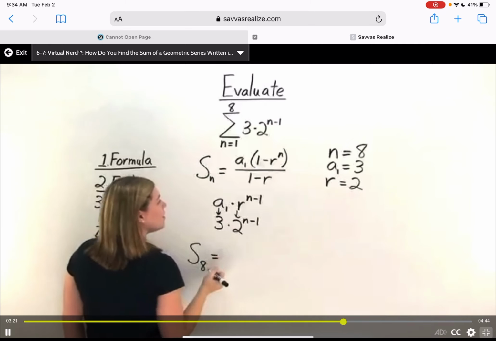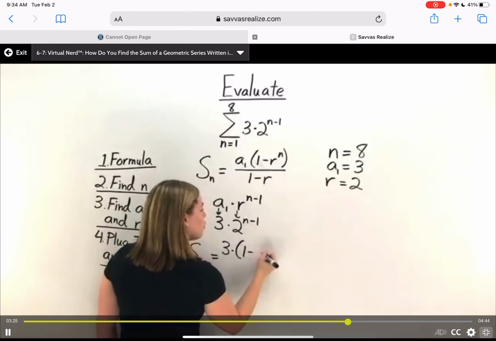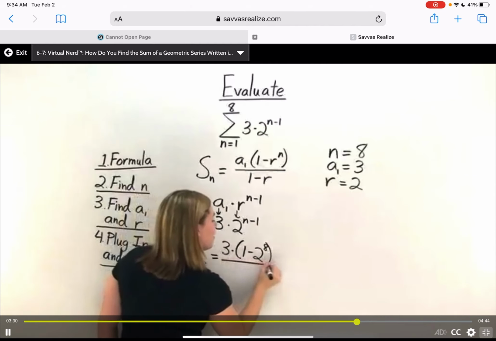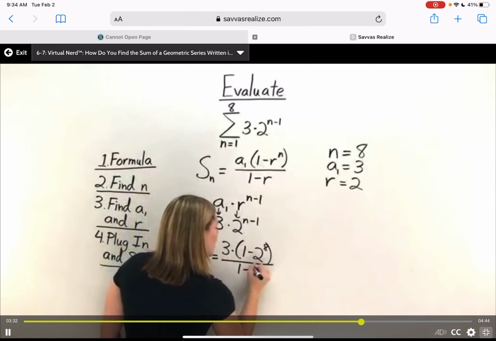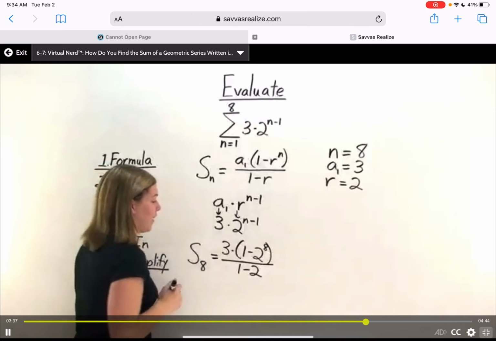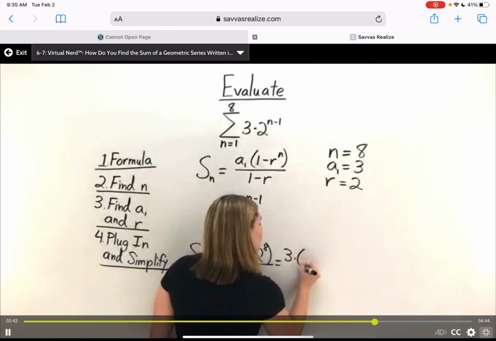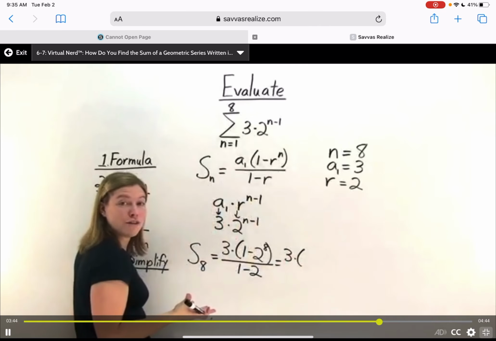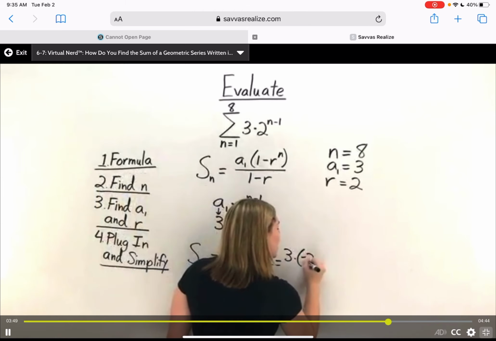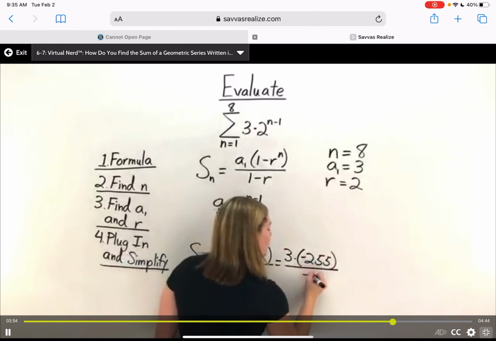So let's see. This is equal to a sub 1, which is 3, times 1 minus r to the n. Well, r is 2 and n is 8. So we have that. Then in the denominator, we have 1 minus r. So 1 minus 2. Now we just need to follow the order of operations to simplify. Well, in the numerator, we need to take 2 to the 8th power. So when we do that, we get 256. Well, if we take 1 minus that, that leaves us with negative 255. In the denominator, if we take 1 minus 2, we get negative 1.